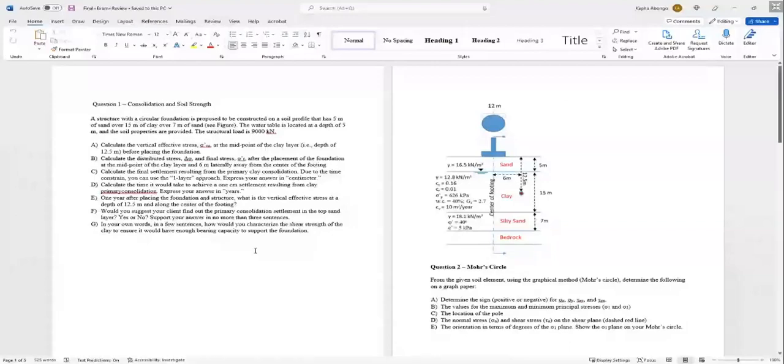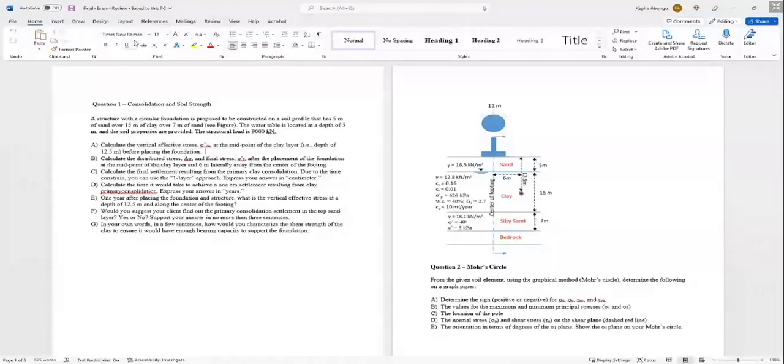Now, let's go through this with you. Can you see that? A circular foundation is proposed to be constructed in a soil profile, 5 meters of sand over 7 meters of clay. The sand is 5 meters, and the structural load is 100,000 kilonewton. Calculate the vertical effective stress at the middle of the clay layer before placing the fill.